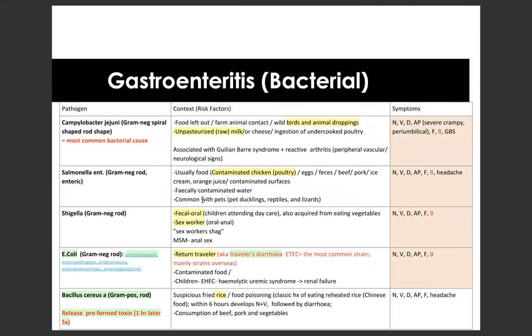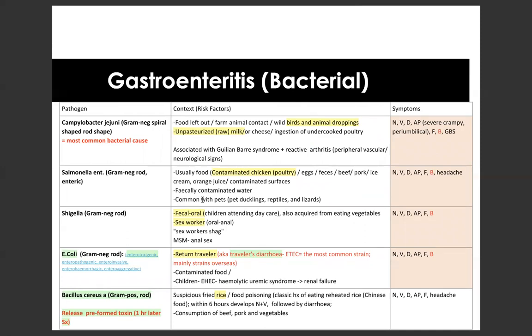So then most common is viral, and then another cause would be bacterial. So then I try to make a table of all the different bacterial pathogens that we have to know and their associations. So Campylobacter will be associated with bird or animal droppings or unpasteurized milk. Salmonella is contaminated chicken. Shigella, this is a past exam question, it was a bit odd.